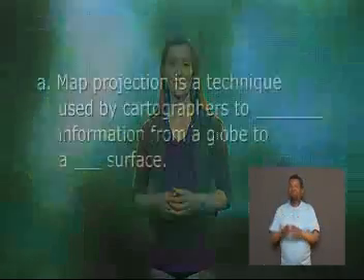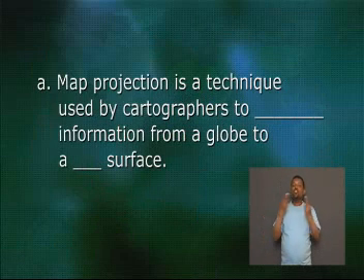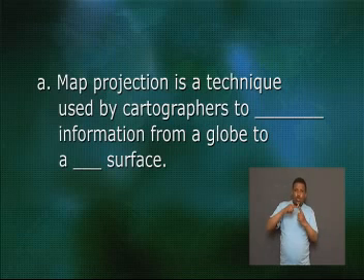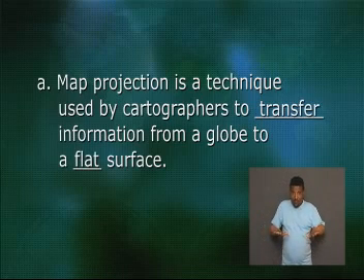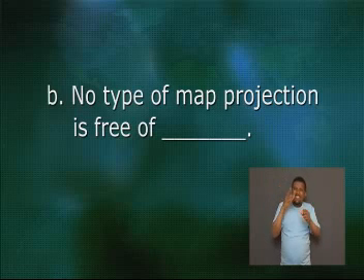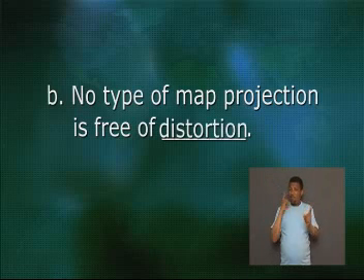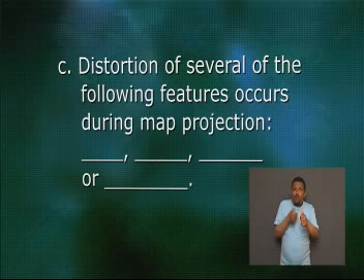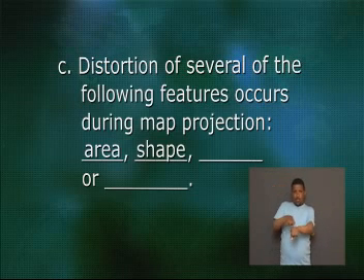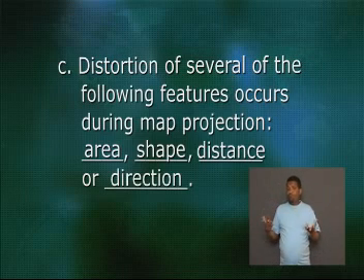Welcome back, students. Were you able to fill in all of the blank spaces correctly to complete the sentences? Let us complete them together now. Map projection is a technique used by cartographers to transfer information from a globe to a flat surface. No type of map projection is free of distortion. Distortion of several of the following features occurs during map projection: area, shape, distance, or direction.